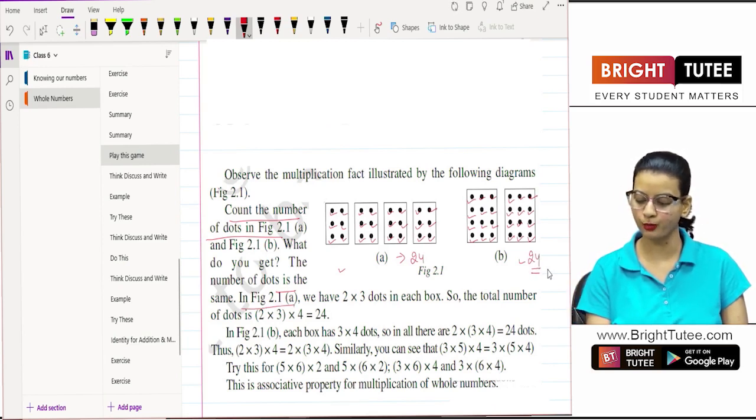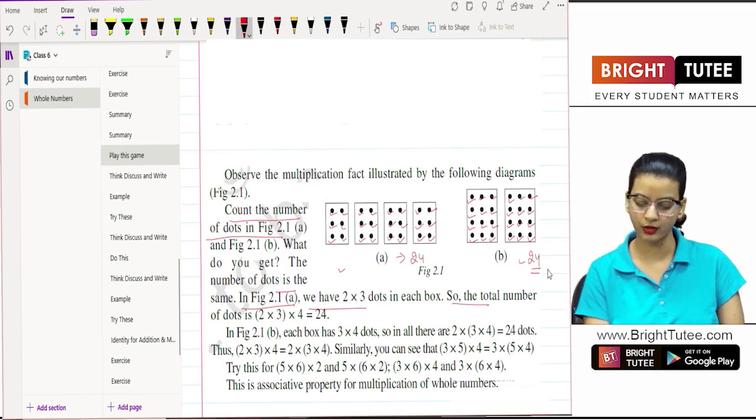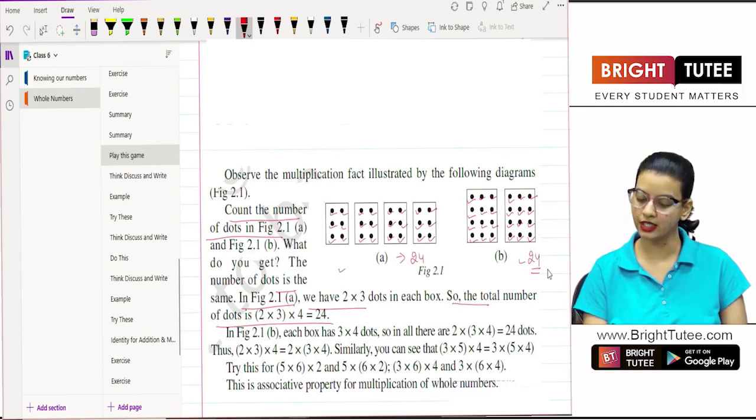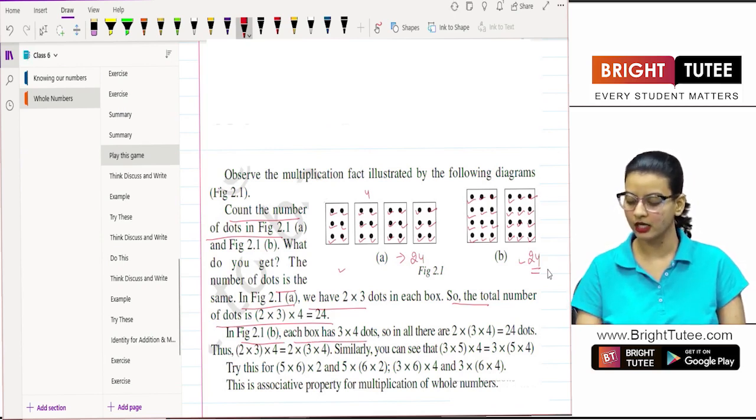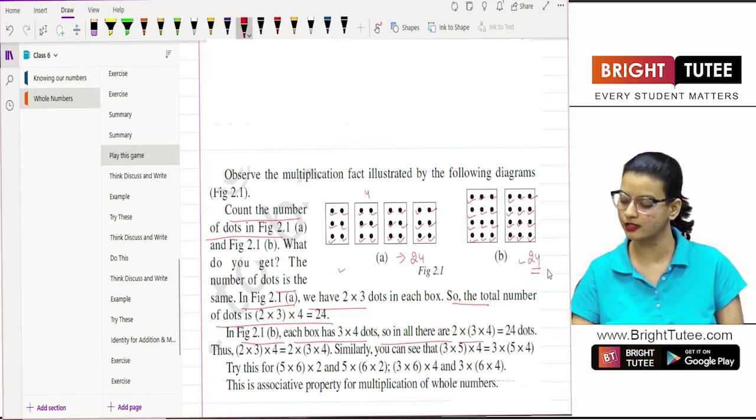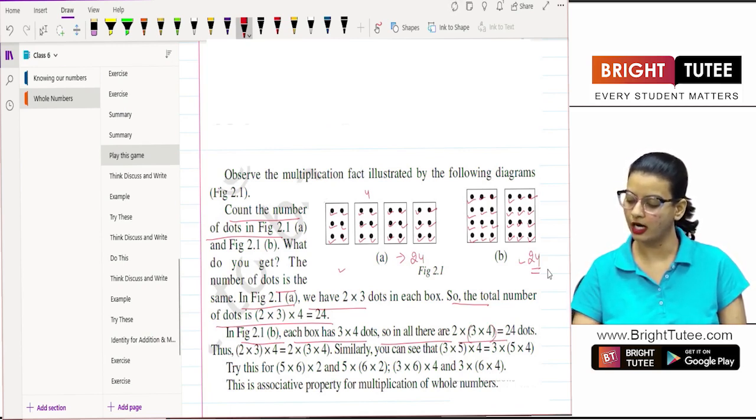In figure 2.1a we have 2 into 3 dots in each box. So the total number of dots is 2 into 3, then into 4, because we have 4 such boxes which have 2 into 3 dots. Now in figure 2.1b each box has 3 into 4 dots, right? And overall we have 2 such boxes. So the number of dots is 2 into (3 into 4), that is 24 dots again.